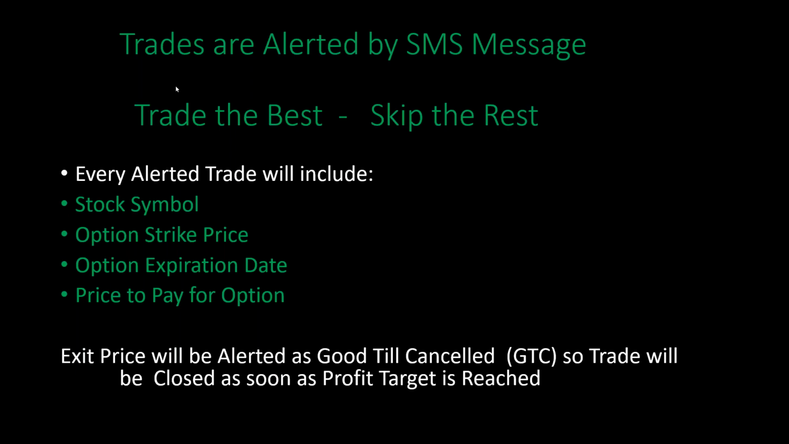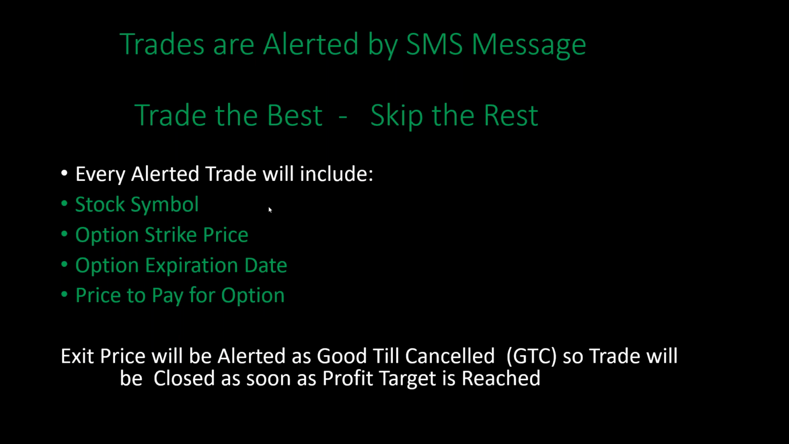Now the trades will be alerted by SMS message. You get them on your cell phone. Again, we trade the best and skip the rest, something I post in the room every day. Every alerted trade will include the stock symbol, obviously, the option strike price, the option expiration date, and the price to pay for the option, either a specific price or a range, like $1 to $1.05. And most of the time when I send out the alert, you're not going to have a sell price on it when you first get the alert.